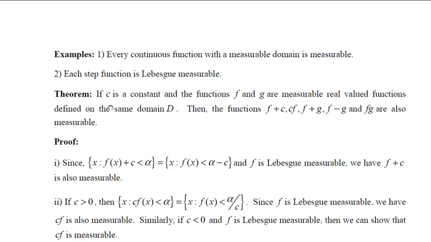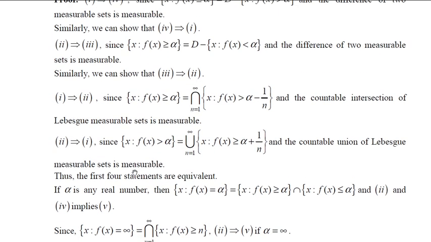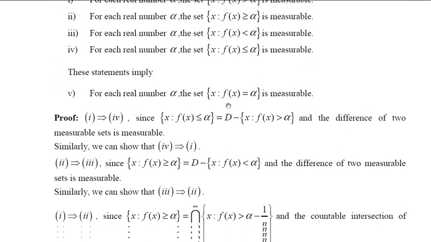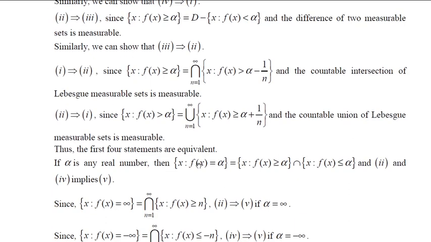Now the next theorem is: if c is any constant and the functions f and g are measurable real valued functions defined on the same domain D, so your D is measurable, then we have to show that f plus c, c times f, f plus g, f minus g and fg are all measurable. Now let us prove the first one. So we knew that a function is measurable if one of these conditions holds. So you can use any one of them. So we'll use one of them here.